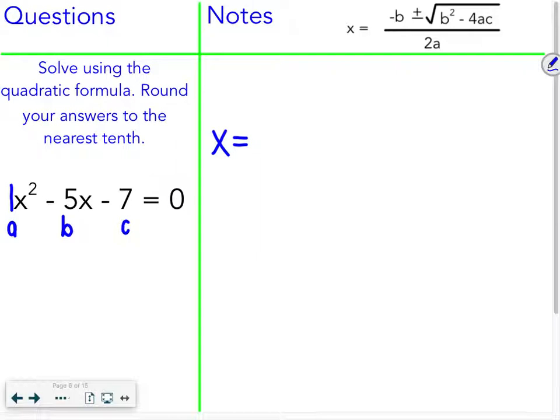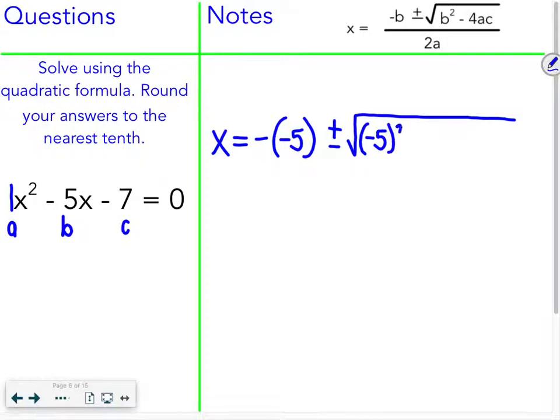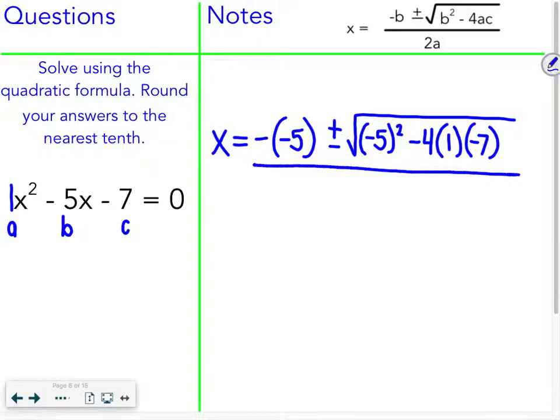So the quadratic formula is negative b, so minus a negative 5, plus and minus the square root of b squared, so negative 5 squared, minus 4, a is 1, c is negative 7, all over 2 times a.